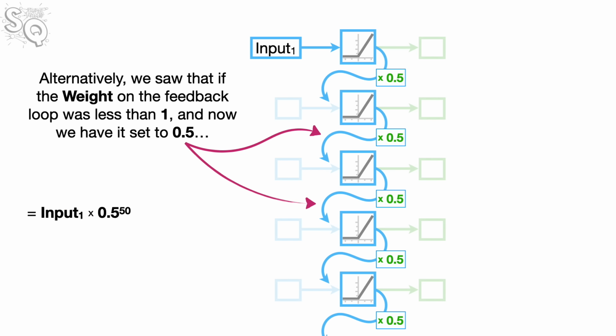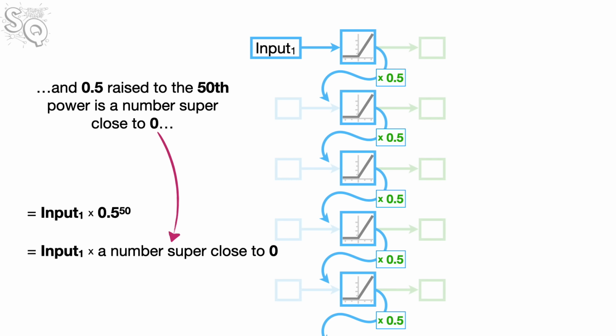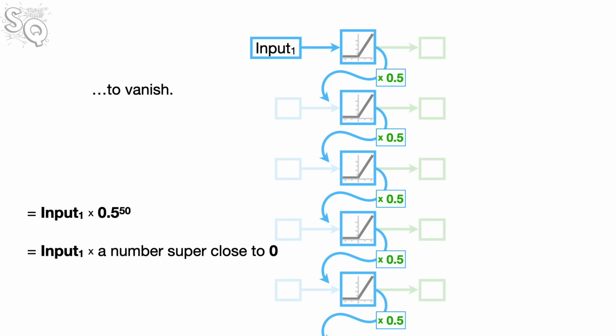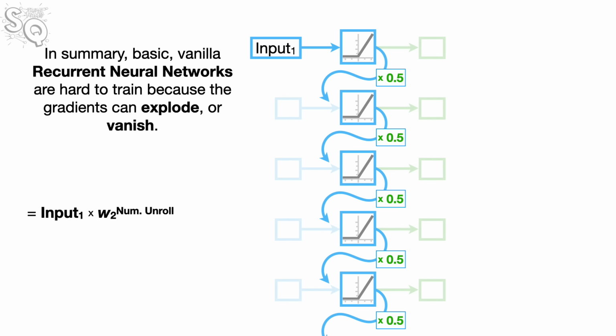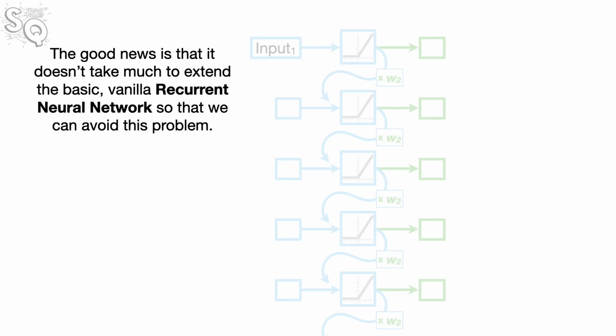Kaboom! Alternatively, we saw that if the weight on the feedback loop was less than 1, and now we have it set to 0.5, then we'll end up multiplying the input value by 0.5 raised to the 50th power. And 0.5 raised to the 50th power is a number super close to 0. And this number, super close to 0, would cause the gradient, which we need for gradient descent, to vanish. Poof. In summary, basic vanilla recurrent neural networks are hard to train because the gradients can explode, kaboom, or vanish, poof. The good news is that it doesn't take much to extend the basic vanilla recurrent neural network so that we can avoid this problem.